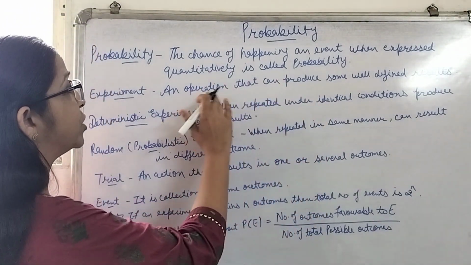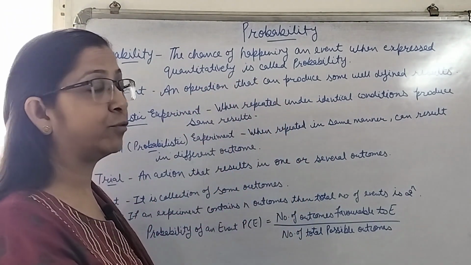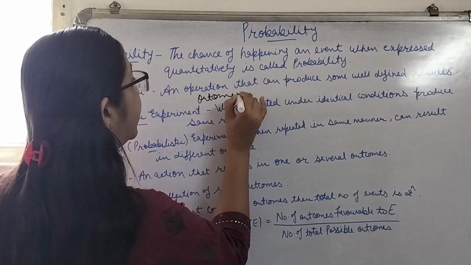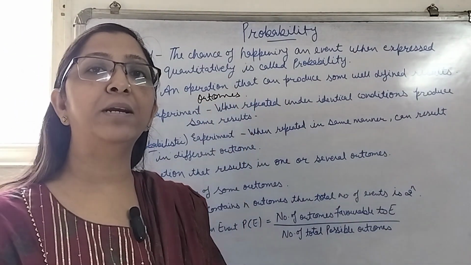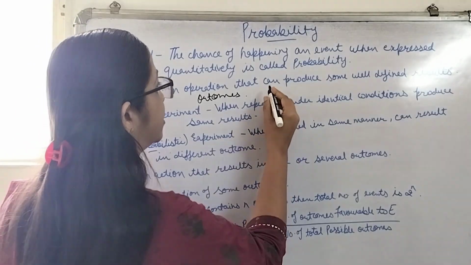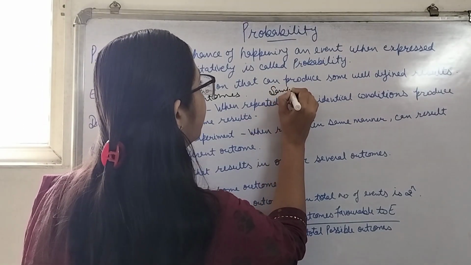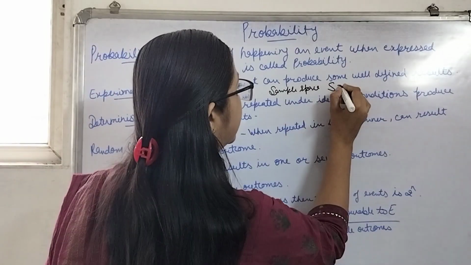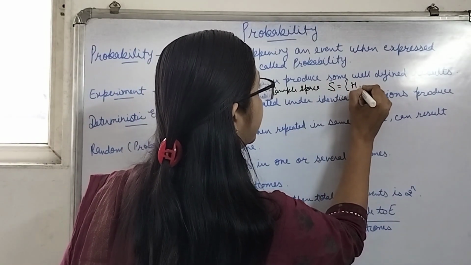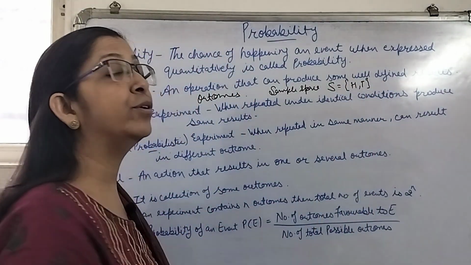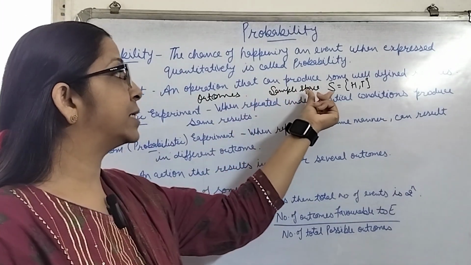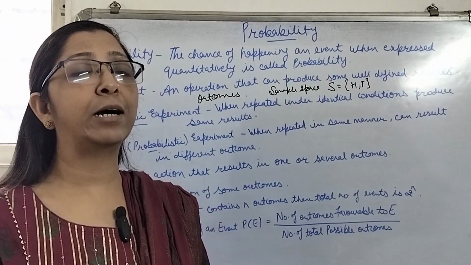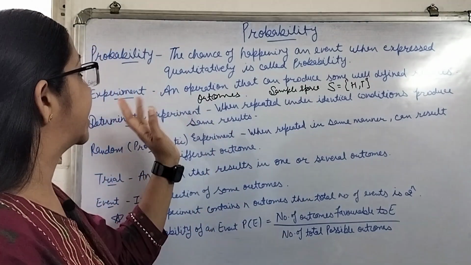So the well-defined results while we are performing any experiment are known as your outcomes. And whenever we are representing all the possible outcomes, it is known as your sample space. How we represent it: we write it as capital S, then a curly bracket, and whatsoever the possible outcomes are. This is your sample space, where we represent all possible outcomes while experimenting.